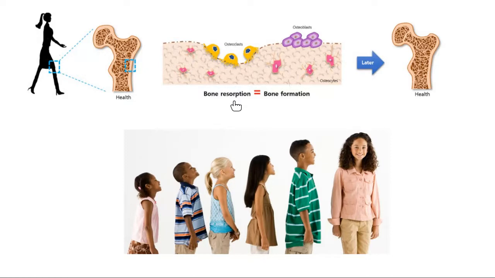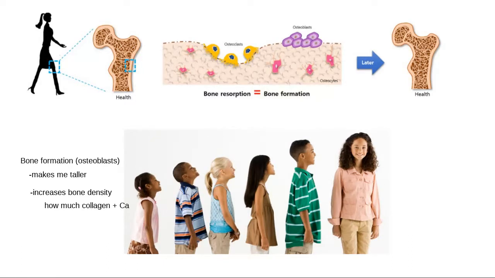Yeah, Christina's absolutely right. There's two things that happen in bone formation. So in the bone formation or the work of osteoblasts, it does two things for me. First thing it does is it makes me taller. That's the first thing that forming new bone does. But the second thing that forming new bone does is it increases bone density. Bone density is just a fancy way of saying how much collagen and calcium you have. Your bone density is how much collagen and calcium is chilling out in the extracellular matrix of your bones.